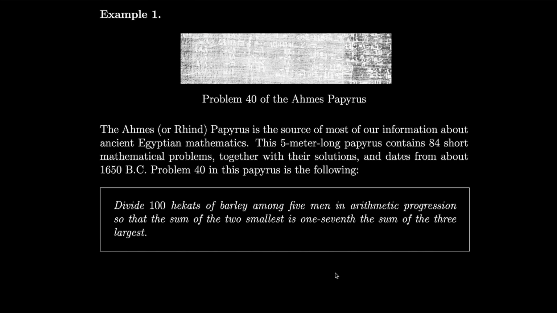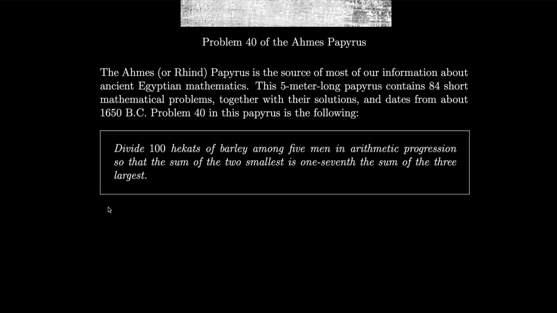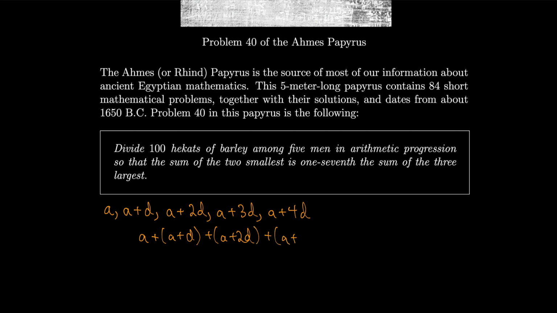So by arithmetic progression, we mean that we need some first number, let's say a, and then the next one will be some increment more than that, so a plus d, for example, and then the next one is 2 times that increment, so a plus 2d, then the next one would be a plus 3d, and then a plus 4d. Okay, so we need all of this together to be 100, because we're dividing amongst the 5 men, so a plus d plus a plus 2d plus a plus 3d plus a plus 4d has to equal 100.